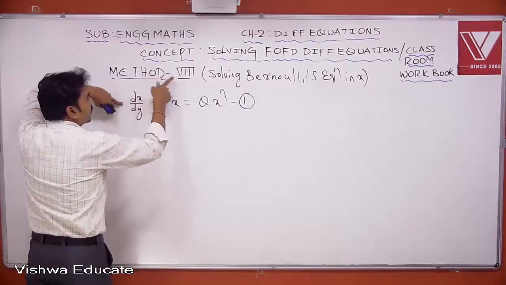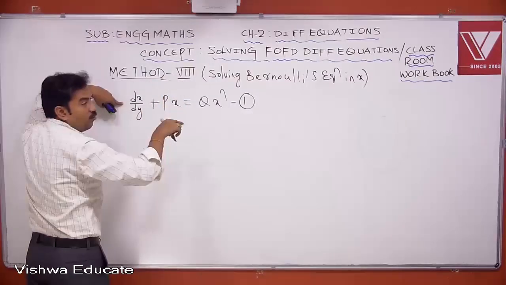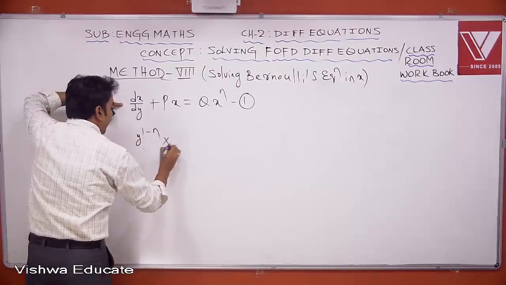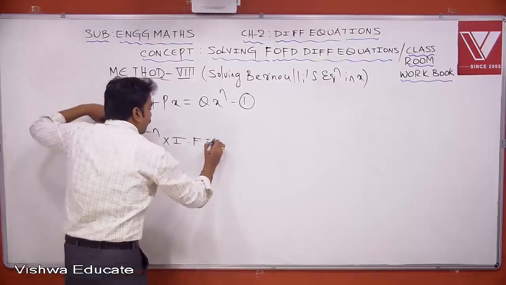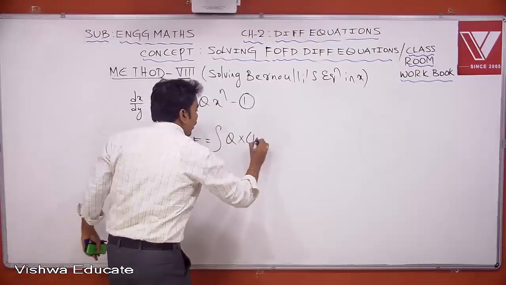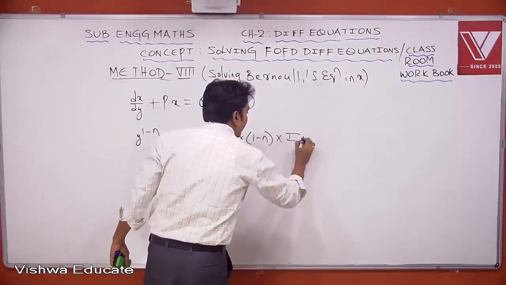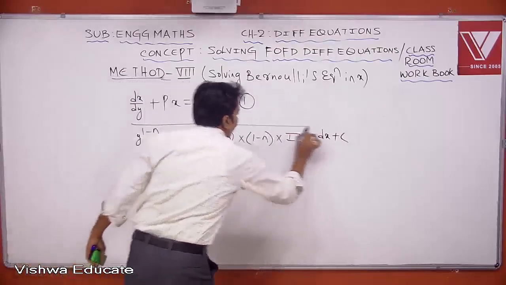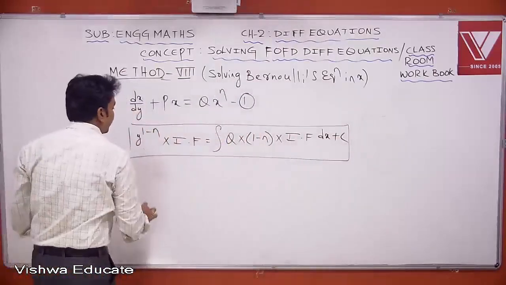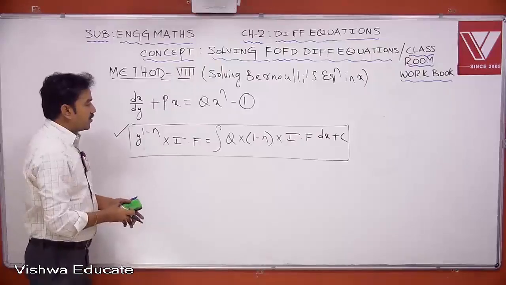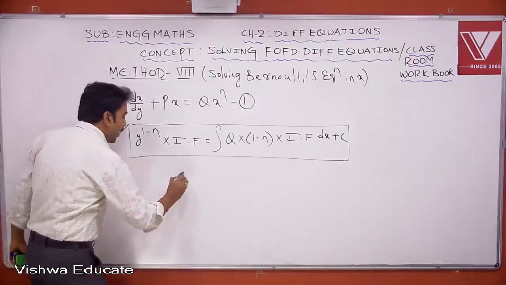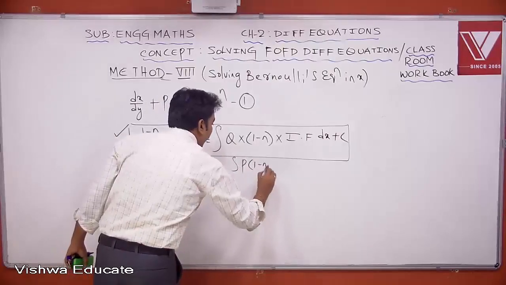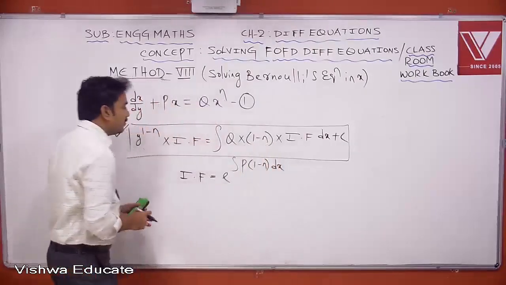In the last session, we have discussed solving Bernoulli's equation in y. What is the general solution of Bernoulli's equation in y? That is y power 1 minus n into IF equal to integral of q into IF into 1 minus n dx plus c. This is basically the general solution of Bernoulli's equation in y. What is this IF? This IF is nothing but e power integral p into 1 minus n dx.